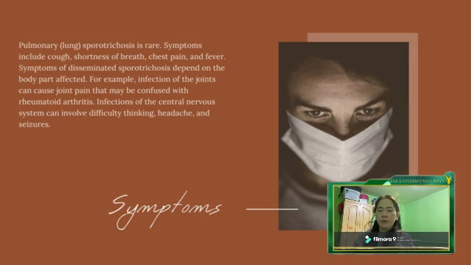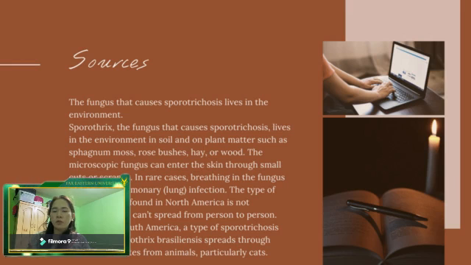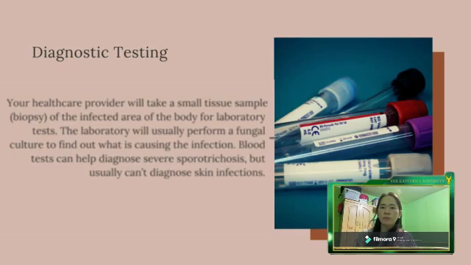For example, infection of the joints can cause joint pain that may be confused with rheumatoid arthritis. People who touch plant matter such as sphagnum moss, rose bushes, and hay are most likely to become affected. Sporothrix, the fungus that causes sporotrichosis, lives in the environment, in soil, and on plant matter. Microscopic fungus can enter through the skin through small cuts or scrapes. In rare cases, breathing in the fungus can cause a pulmonary infection.